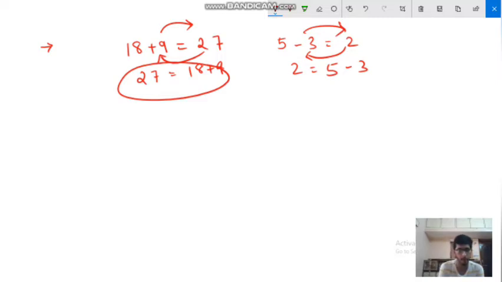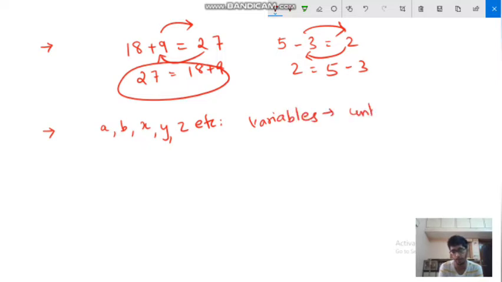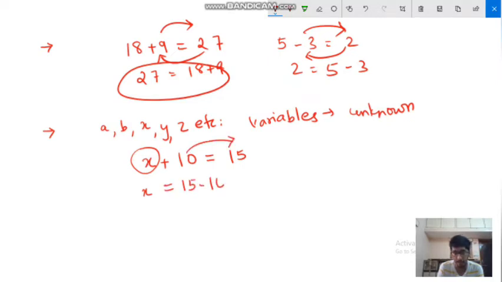Now, I want to ask, do you remember some small alphabets or small letters like A, B, X, Y, Z, etc., which were called variables, right? That is unknown that we used in equations. For example, if x plus 10 is equal to 15, what is the value of x? Do you remember this? What you used to do is, if you send this 10 to other side, it will get subtracted. Okay, when you change the side, the sign gets changed. That is, plus will become minus. In this way, you could find that x is equal to 5.